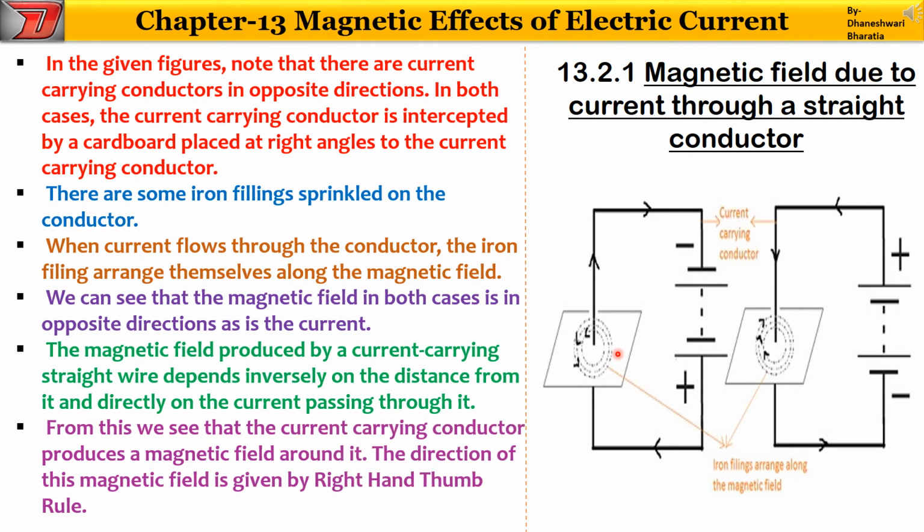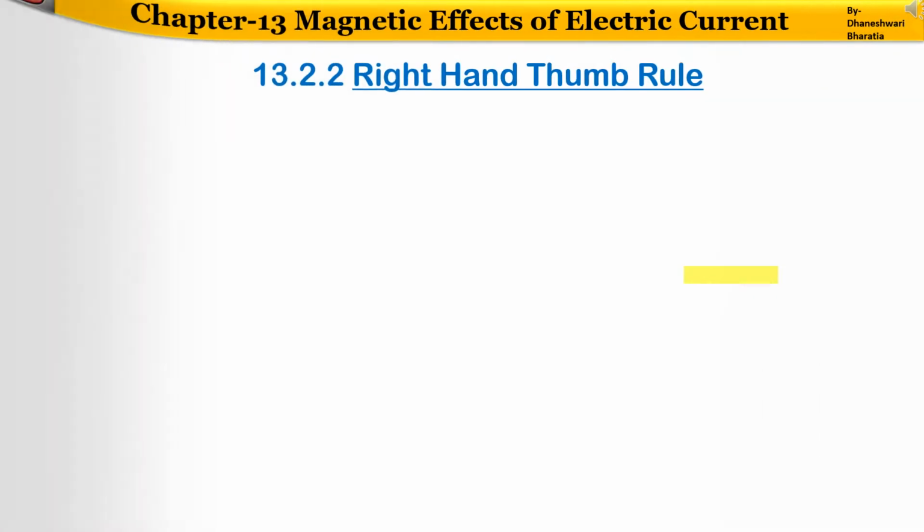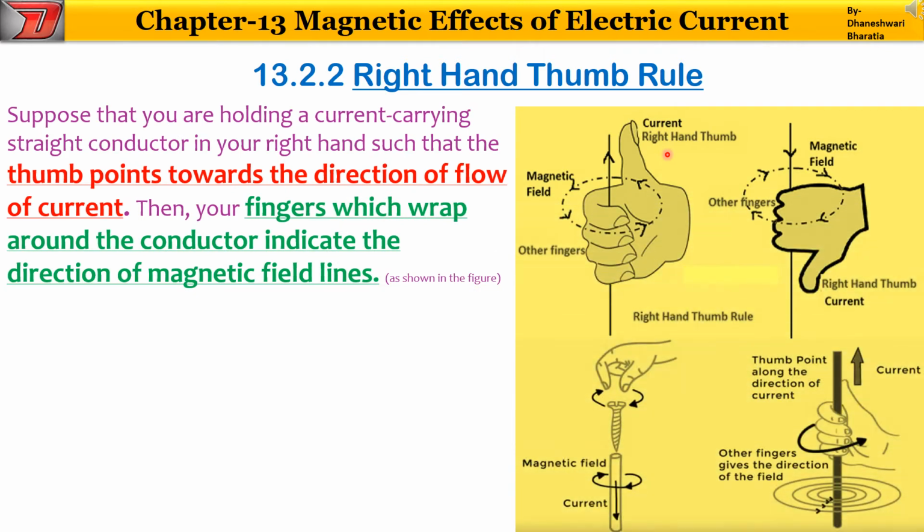Okay, and we have also seen how to find the direction of this magnetic field lines by using the right hand thumb rule, isn't it? So now let us recall the right hand thumb rule once again. Okay, suppose that you are holding a current carrying conductor in your right hand such that the thumb shows the direction of the current, whereas the fingers which are wrapping around this conductor show the direction of the magnetic field lines.